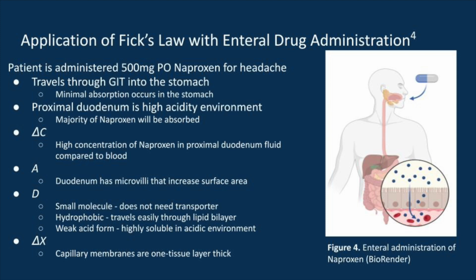Okay, so the diffusion coefficient is where this high acidity environment of the proximal duodenum comes into play. Naproxen is a small molecule, meaning it doesn't need a transporter to cross the membrane. It is also hydrophobic, so it travels easily through the lipid bilayer, and is nonpolar. It is given in its weak acid form, so it is highly soluble in an acidic environment. All of these characteristics of naproxen help increase the absorption of the drug.